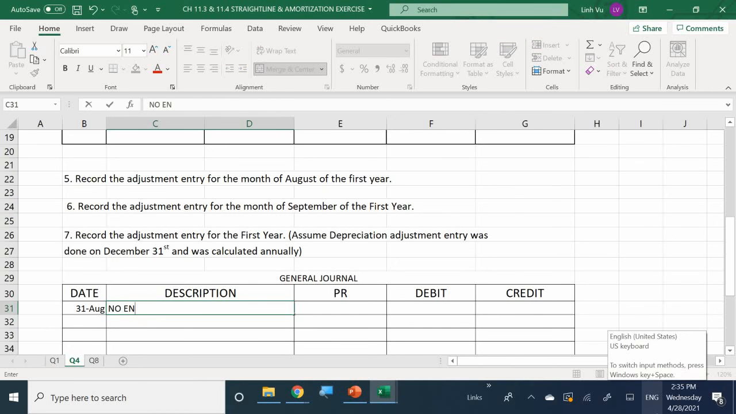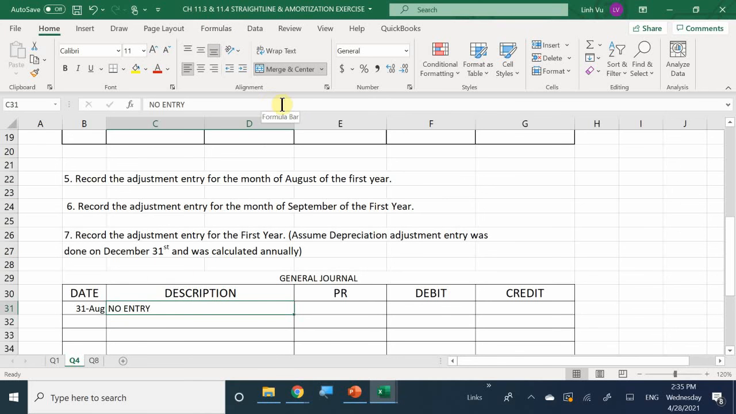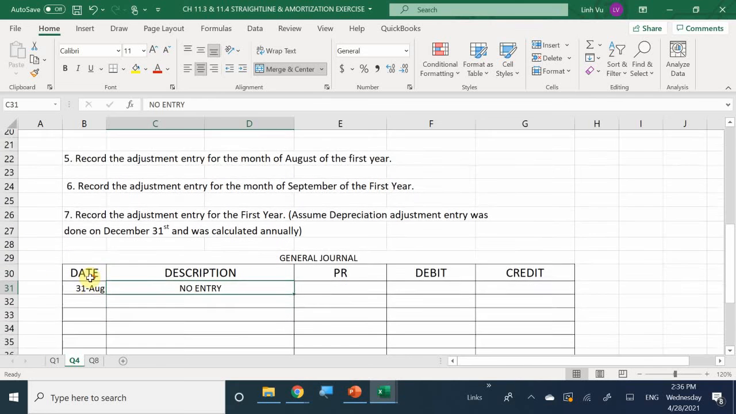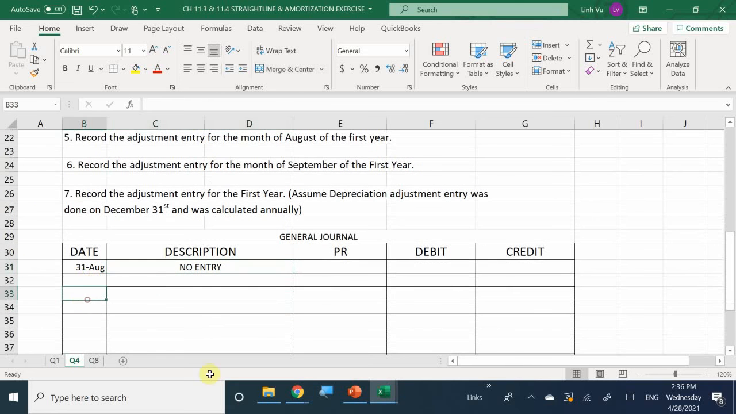Once again, I'm testing you on this because this is reality. You'll come to a time where you will see this happen. You do not need to do a journal entry for the month of August. However, let's read question number 6. Record the adjustment entry for the month of September for the first year. So in this case, what is my journal for September?